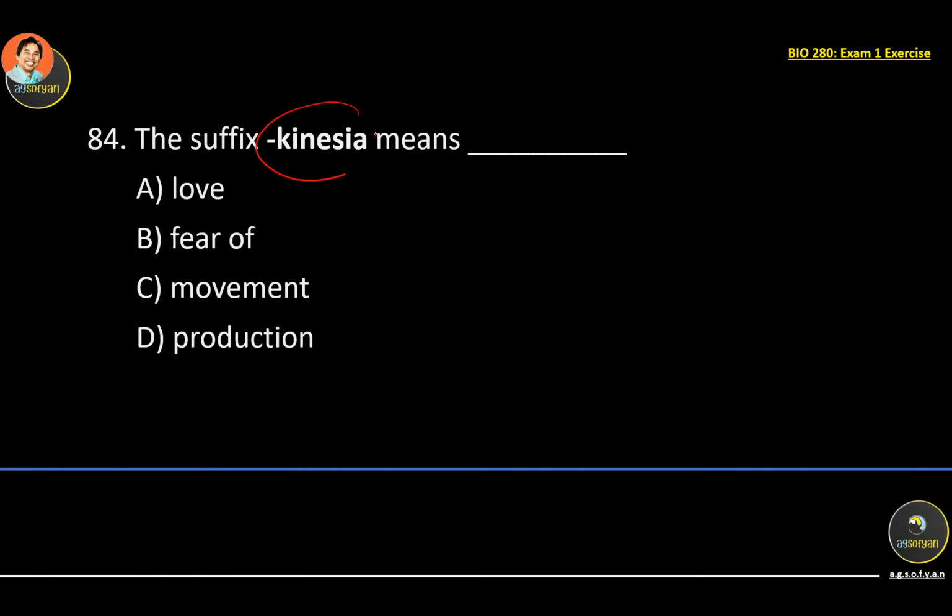Kinesia. Okay, it should be easy. Okay, A, B, C, or D. This is like kinetic. Kinetics means movement. Okay, so it's going to be movement.